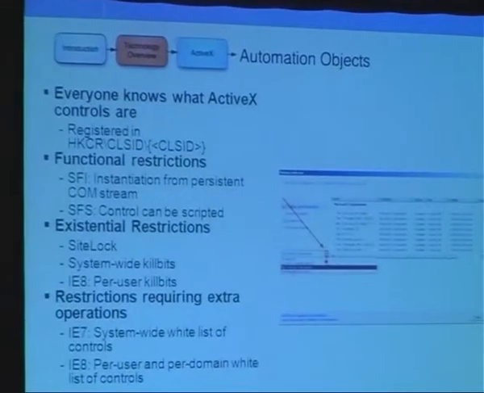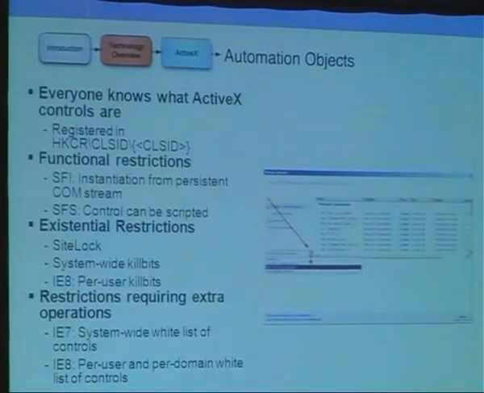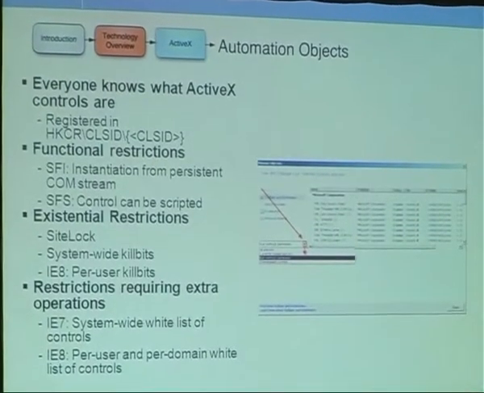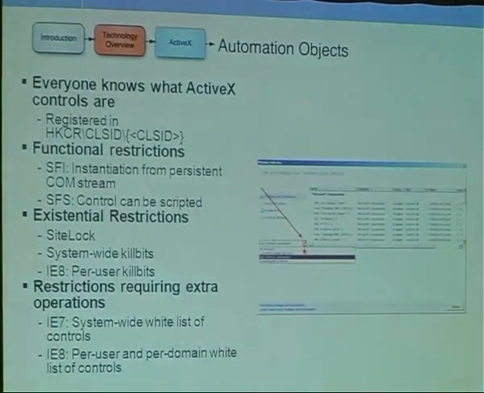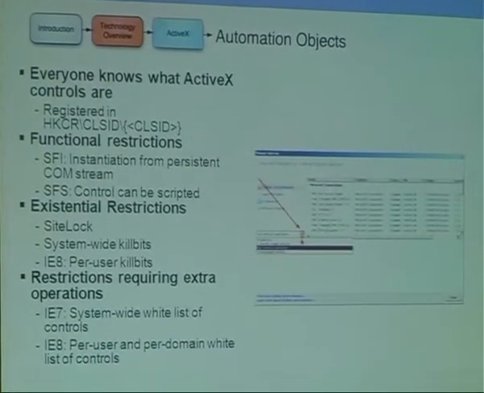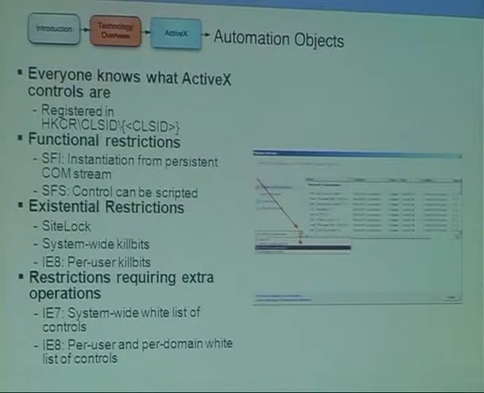They have to have certain restrictions placed on them to decide what you're allowed to execute and when. The two main ones that everyone is probably familiar with are safer instantiation, which means the object is allowed to be instantiated from a persistent COM stream, which we'll talk about in a minute. And there's safer scripting, which is you can script the object from JavaScript or VBScript or whatever.